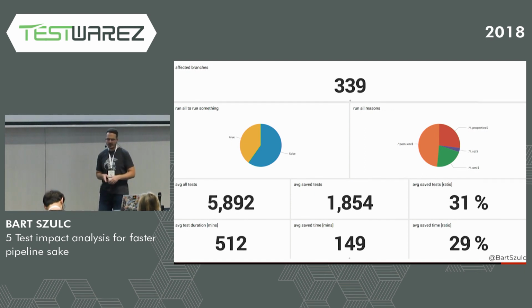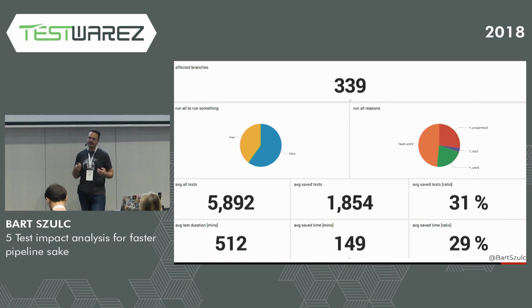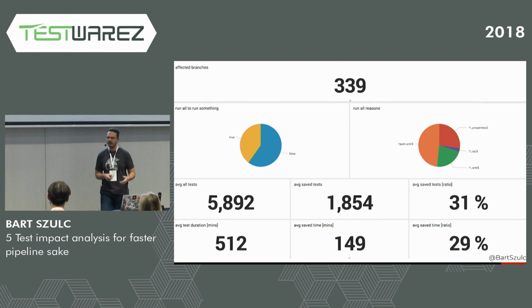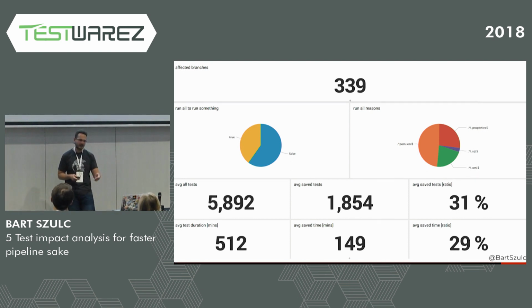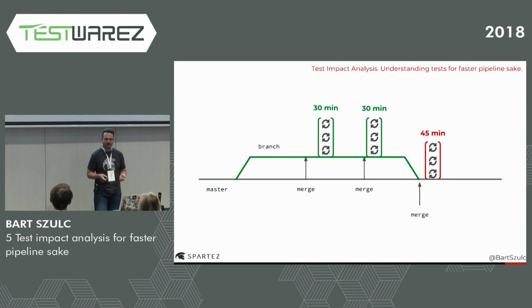And in the bottom, you have the numbers that you are most interested in. The first number, 31%, is the number of tests that were saved. So basically, usually we would run 100% of tests, but now we are running only 69% of tests on average. And the number 29% tells you how much time the test impact analysis helped to save. So for the past week, we no longer spent 45 minutes running tests. We spent only 30 minutes, right?